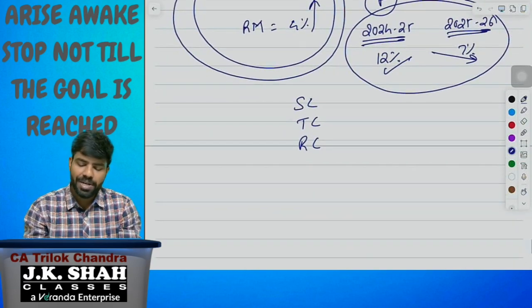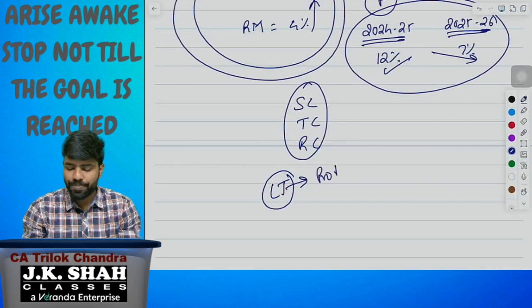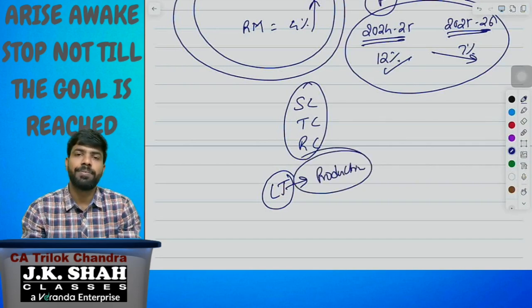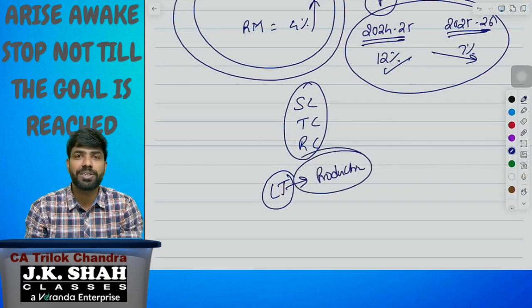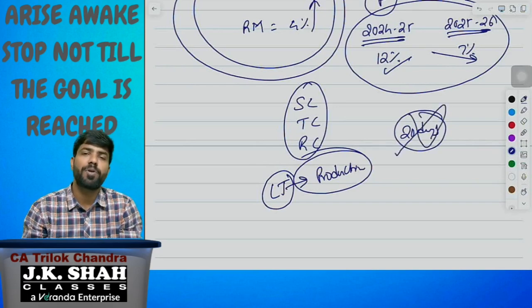One more very important thing is that due to labor turnover, the company will lose production. Sir, why will the company lose production? A person left the organization, but to fill the vacancy, it took 20 days. It took 20 days to fill the vacancy. During these 20 days, the company is going to lose production.